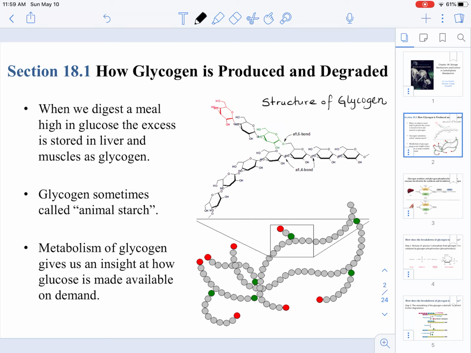Glycogen is also known sometimes as animal starch because remember that when it comes to starch, starch is made out of amylose and amylopectin, but when it comes to which one of the two glycogen is more closely related to, amylopectin will be the one because remember that amylopectin is branched. The metabolism of glycogen is specifically what gives us an insight into how glucose is made on demand when the cell needs it.